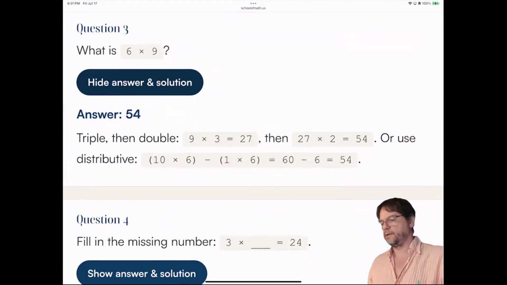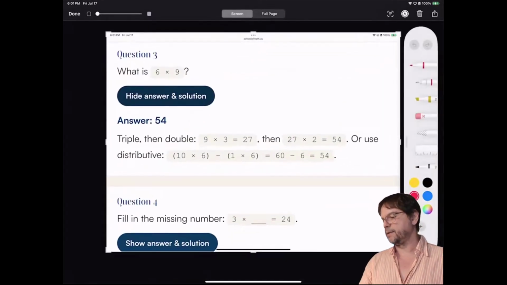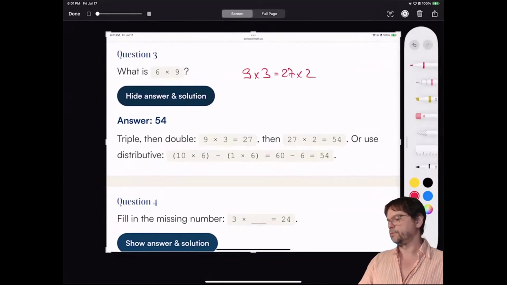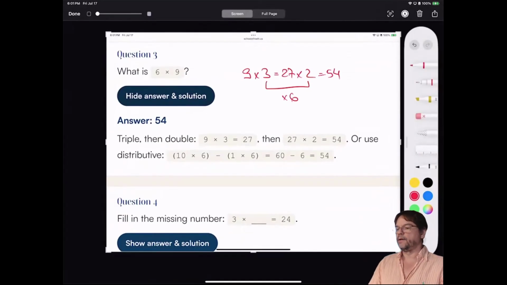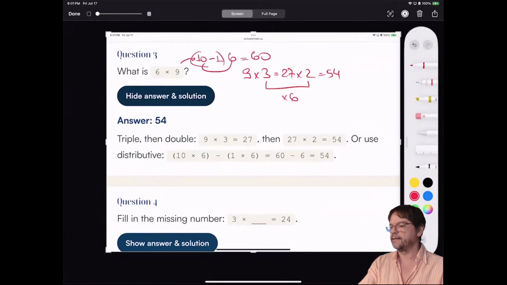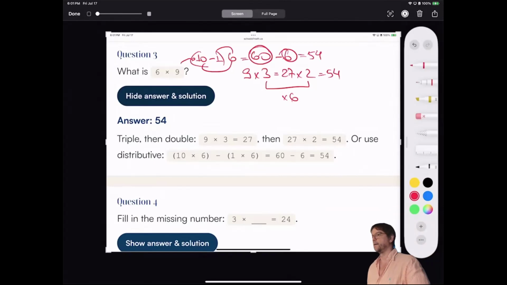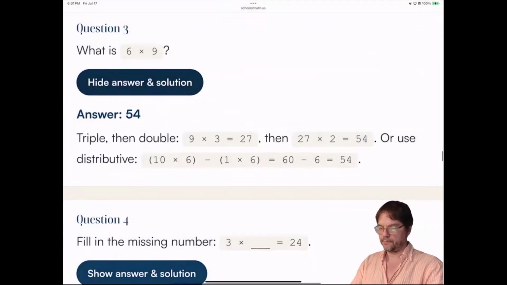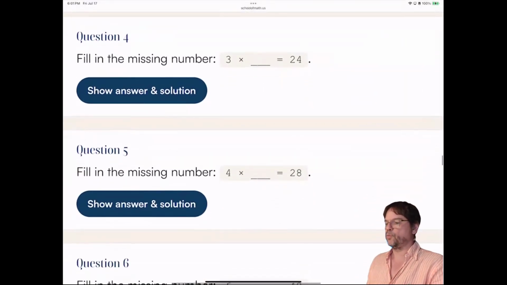Because times 3, look, times 6, okay? 9 times 3 is 27, times 2, because 3 times 2 is times 6. Do you agree? That is 54. Another thing that we could do: 9 is 10 minus 1, times 6. 6 times 10, 60. 6 times 1, 6. 60 minus 6, 54. Is that okay? Next one, please.